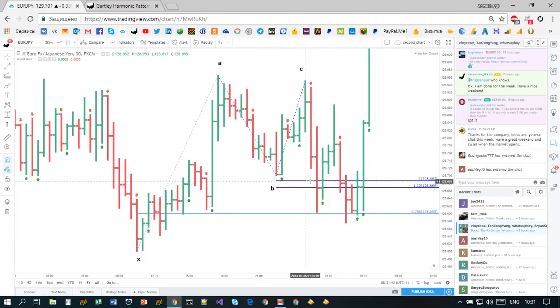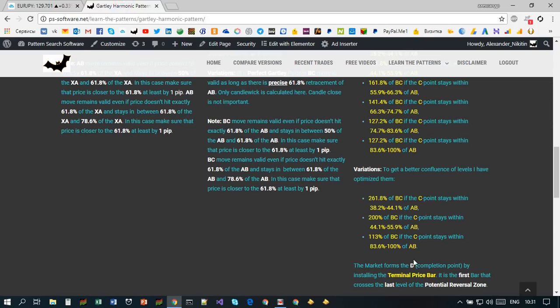Okay, so now the potential reversal zone looks this way. So the MPS Monster Pattern Search, the software that I have created, will draw the patterns this way according to optimized ratios.